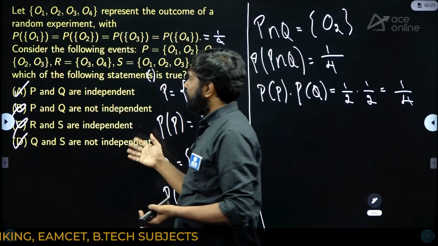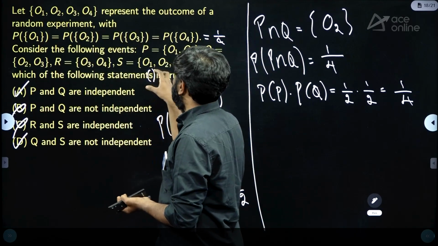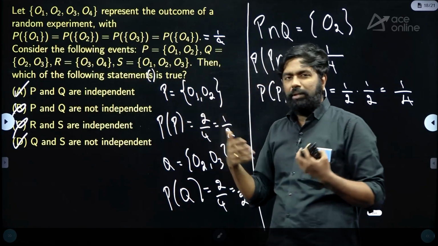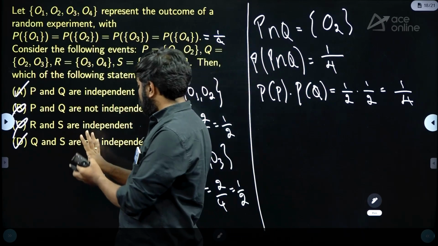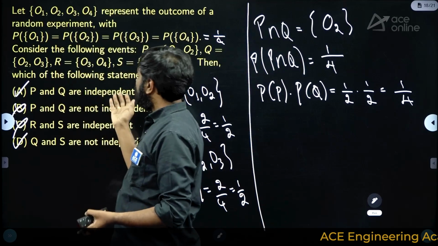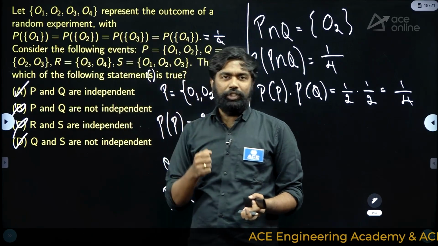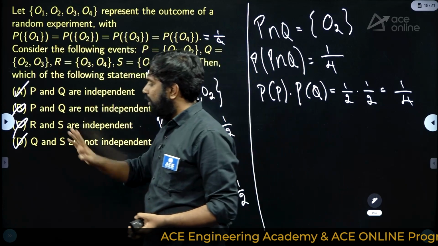I said it was an MCQ, no? Which of the following statements? They should have given it clearly, putting it in the bracket. Maybe it was a typing mistake from my side. So finally, yes, Q and S are not independent, whereas P and Q are independent. There are multiple answers for this. It is option A and D.